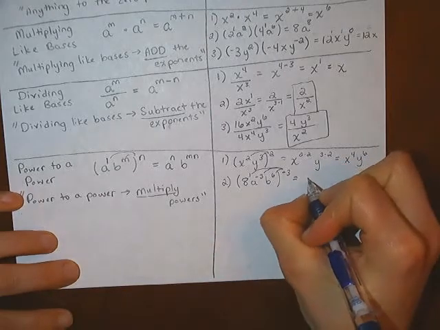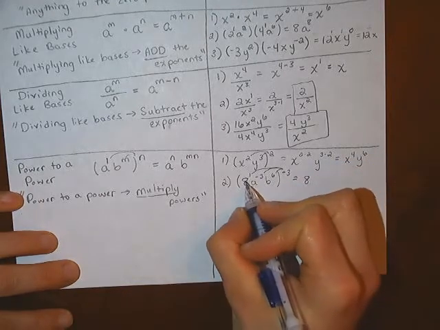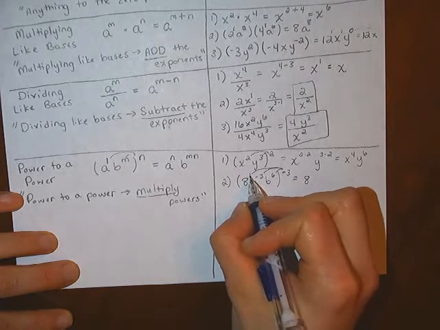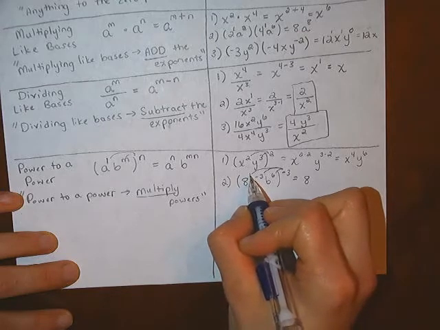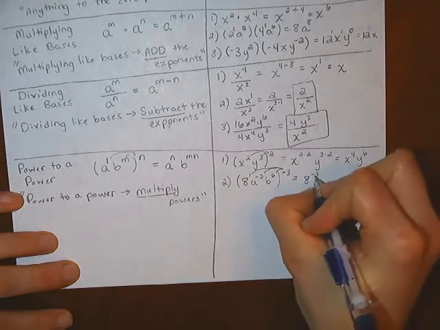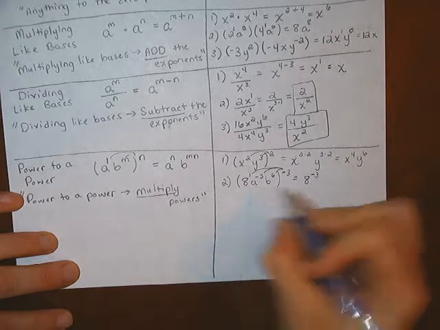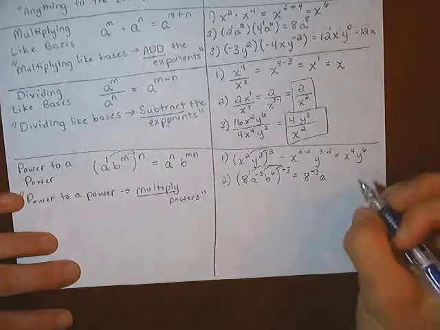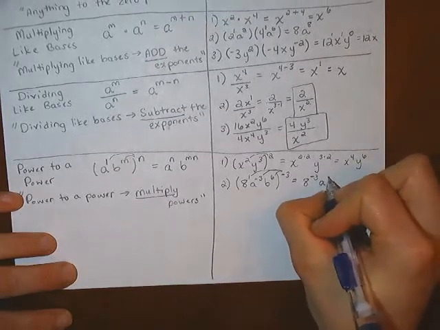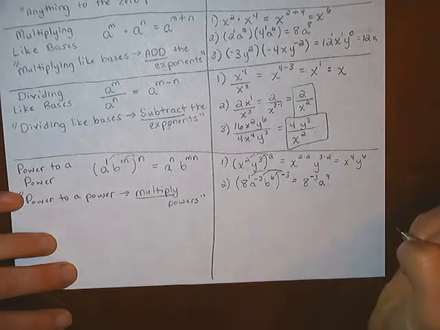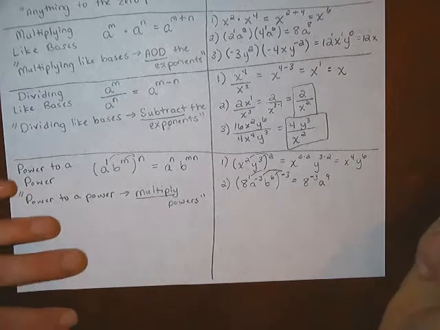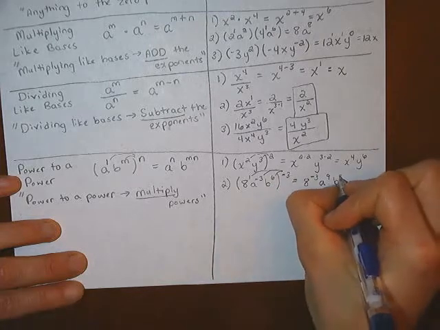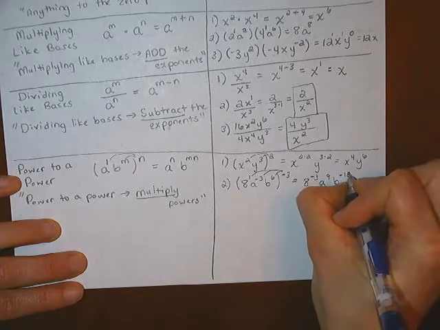So this 8, even though it's a regular number, it still is inside that parentheses. So you have to do the same thing to its exponent. So this would technically be 8 to the whatever 1 times -3 is, which is -3. And then it would be a to the -3 times -3. Well, negative times a negative is a positive, and then 3 times 3 is 9, so it would be a to the 9th. And then the last one, it would be b to the 6 times -3 would be -18.